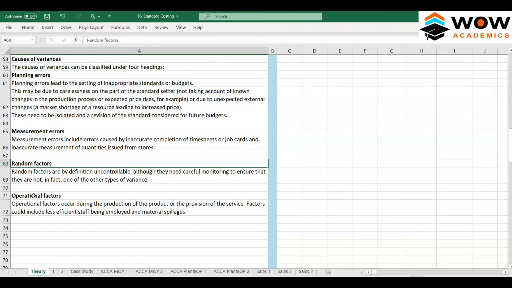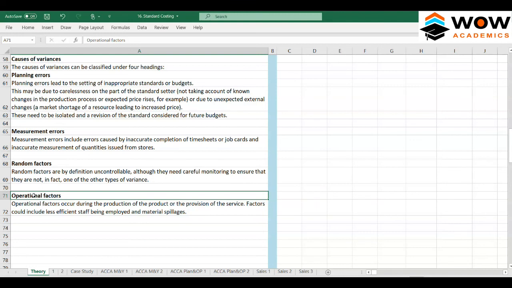The last one is the operational factors. These are the factors which are under the control of that particular manager, and he can control that cost. For example, laborers have to work 100 hours, but they are only working for 80 hours. The production manager has to motivate them, boost them, or speak in a friendly way with them, and push them to work for 100 hours. So that's about the concept here.